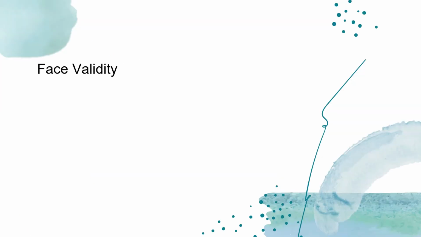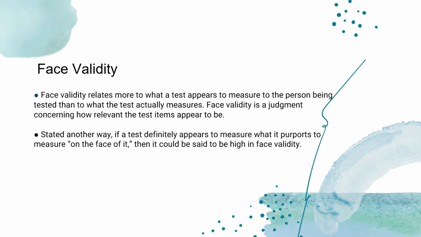First ay ang face validity. Face validity relates more to what a test appears to measure to the person being tested than to what the test actually measures. Face validity is a judgment concerning how relevant the test items appear to be. Stated another way, if a test definitely appears to measure what it purports to measure on the face of it, then it could be said to be high in face validity.